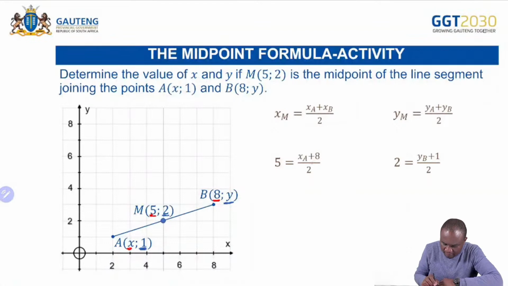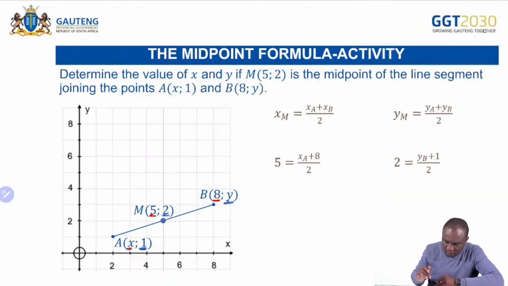And then 8 plus xa, xa is the x that we don't know, divided by 2 is equal to 5. And then here yb plus 1, the yb is the one that we don't know, and then plus 1 divided by 2 must give us what? Must give us 2. And then let's solve for xa and yb. What do we do?